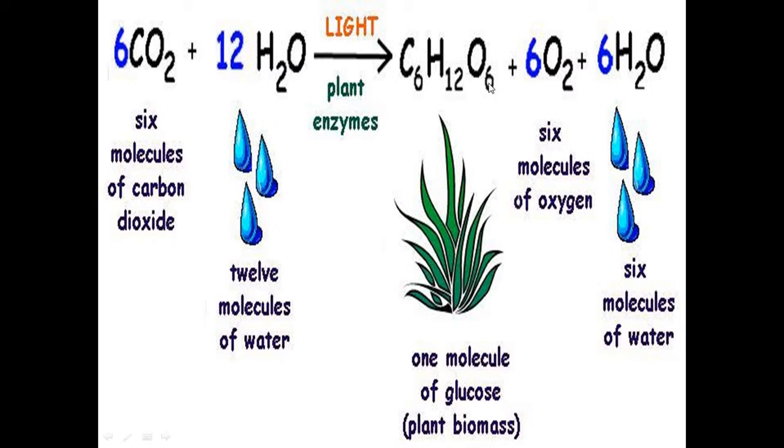Let's count oxygen here. 2 times 6 equals 12, so they are 18. 18 plus 6 equals, excellent, 24. What about hydrogen here? They are 24. What about hydrogen here? Here there are 12 and here there are 12, so they are 24. So simply, any chemical change or physical change must keep the law of conservation of mass.